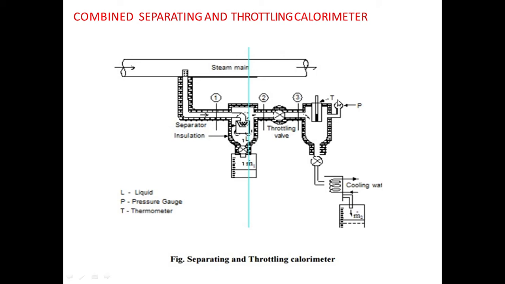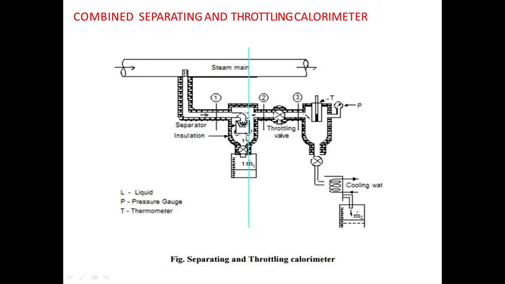So what does it consist of? The first part is the separating part. We are not having any different part here; the only thing is that we are combining them in series, separating and throttling connected in series. In the first part, the separating part, suppose the total mass of steam coming in is ms. Some part of the water is separated in the separating calorimeter, and the somewhat dry steam is passed to the throttling unit. So here the mass of water is separated and the mass of steam is passed to the next unit.